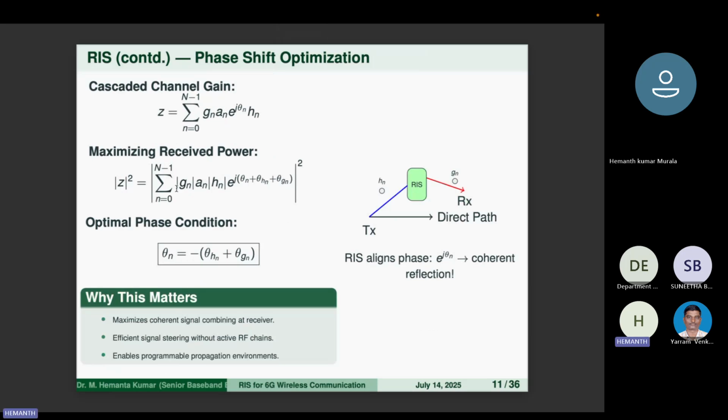See, let's take only the channel. Okay, on the transmitter side, the signal you can leave. Only I took the cascaded channel. What is the cascaded channel? Sum over n equals 0 to N minus 1 of g of n, a to the power of n, e to the power of j theta n, h of n.